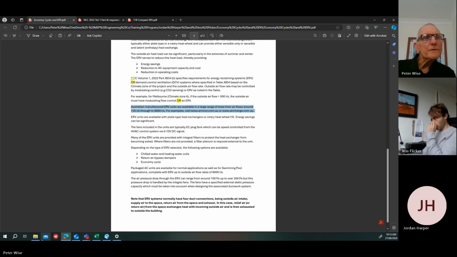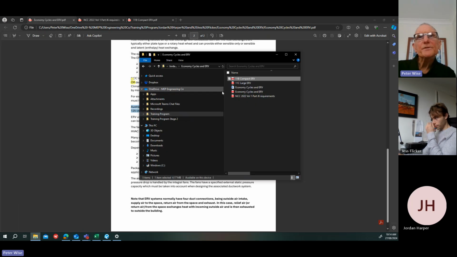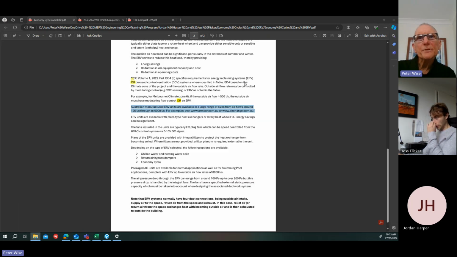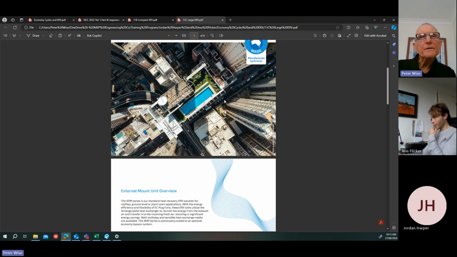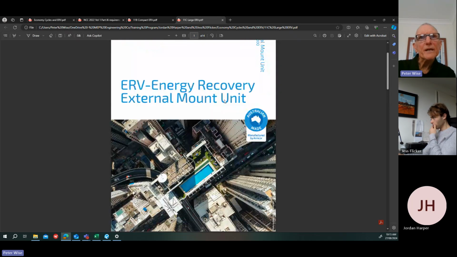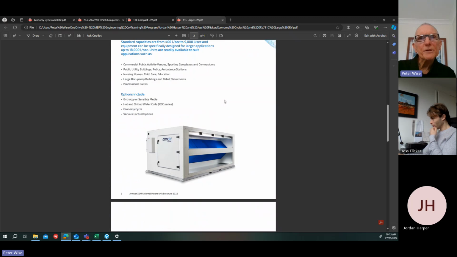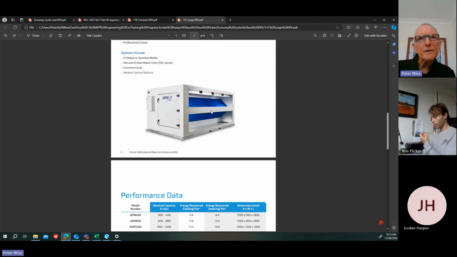So I'll just show you another. This is an Armcore one too, because they've got pretty good data to look at if you're looking for information. So these are the external mounted ERV units. These are for very big jobs, but that's an example of what they look like. And that blue part there is the heat exchanger, okay? And that's two connections. So one would be, say, fresh air, the other would be return air.